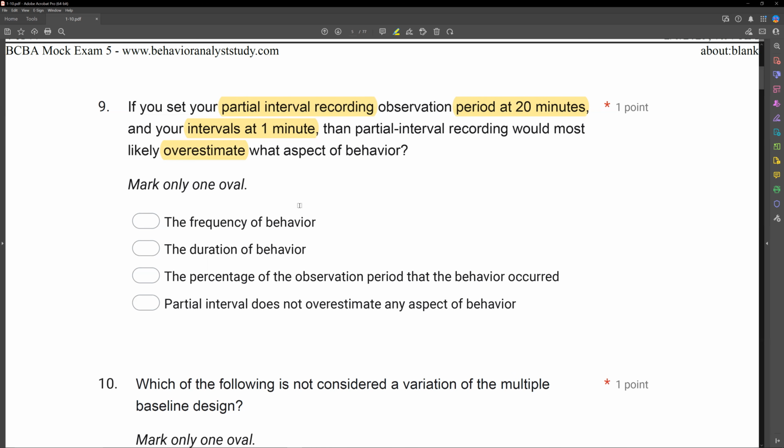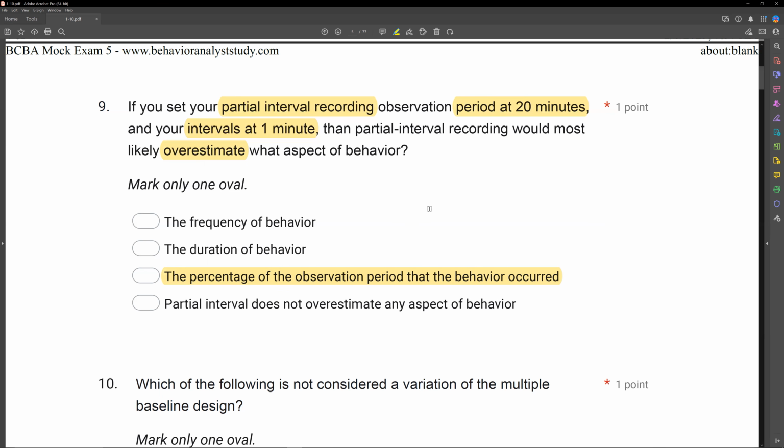Well, the data is going to indicate that the behavior happened 20 times. It happened every single interval, and it's going to look like that behavior happened a lot. When in reality, if it only happened for 2 seconds per interval, it really only happened 40 seconds. So it's really going to likely overestimate just how often that behavior is occurring, because if that behavior occurs at all, it looks like it occurred throughout that 1 minute. So the percentage of the observation period that the behavior occurred is likely going to be overestimated. D, partial interval does not overestimate any aspect of behavior. Not true, because the percentage of the observation period that the behavior occurred is likely to be overestimated.